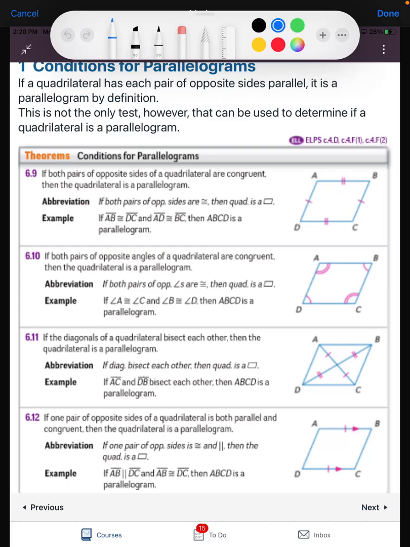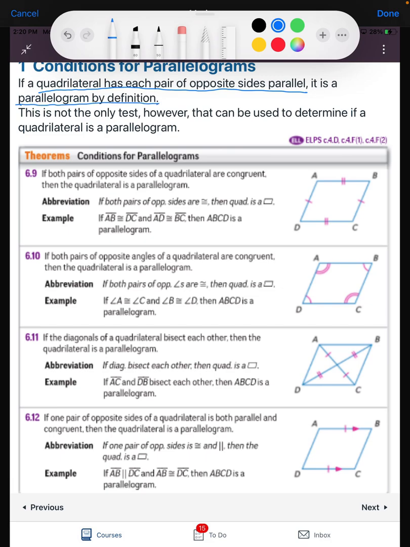In the last lesson, we looked at different things that we could say are true if we knew that a quadrilateral was a parallelogram. Now we're going to do the exact opposite. We're going to say if we know certain things are true, what can we use to determine that a quadrilateral is a parallelogram? So if a quadrilateral has each pair of opposite sides parallel, by definition, it's a parallelogram.